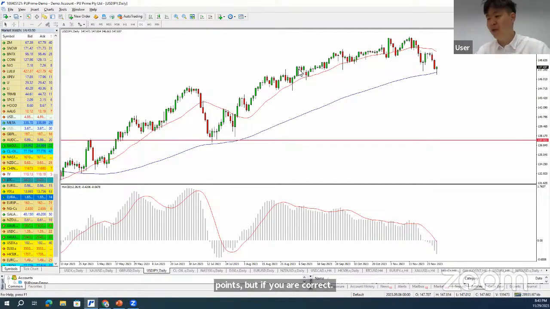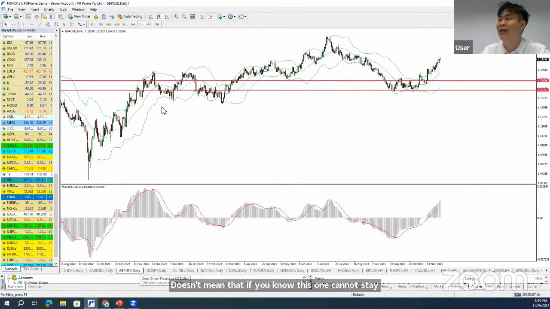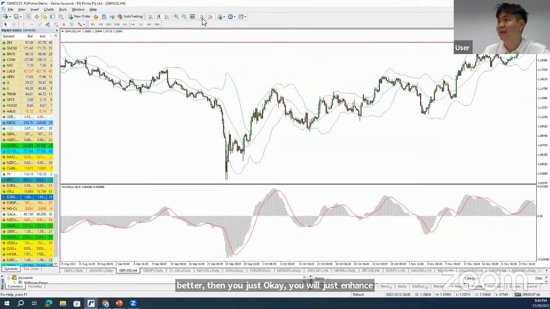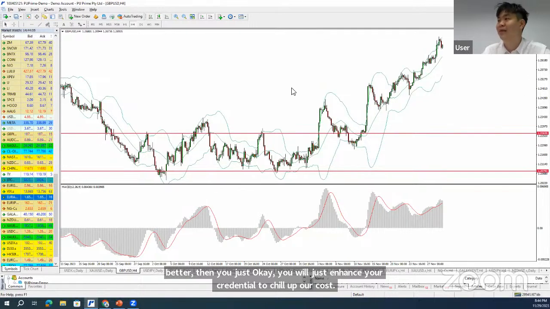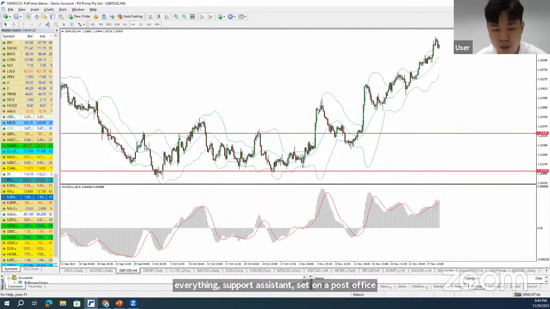So it will help you to set your stop loss, and you need to set your TP as well as your stop loss. It doesn't mean that if you notice one candlestick pattern, you just go all in on it. Okay. It will just enhance your trading strategy, but of course, there are no 100% things. It's better for you to combine everything: support, resistance, setting a good stop loss level, things like that. I hope I answered your questions also.